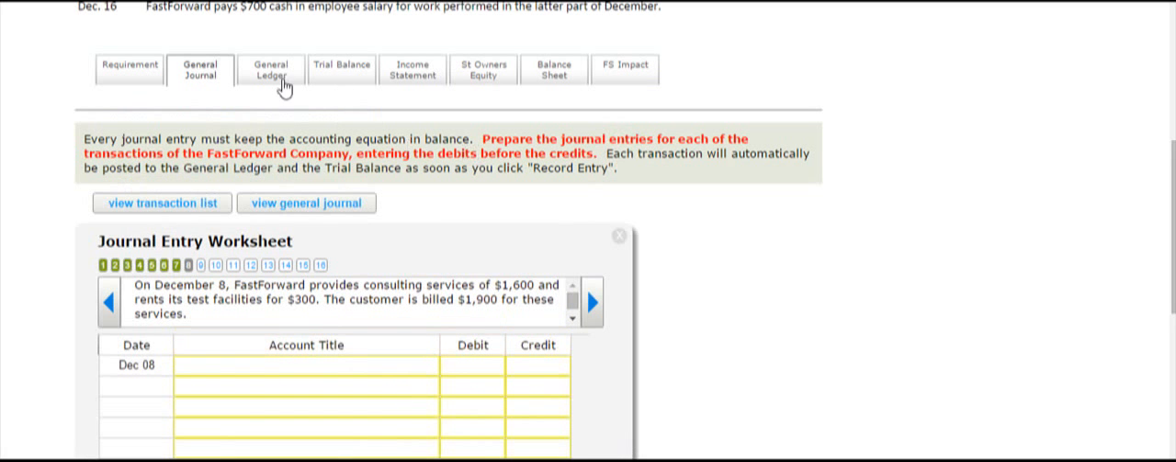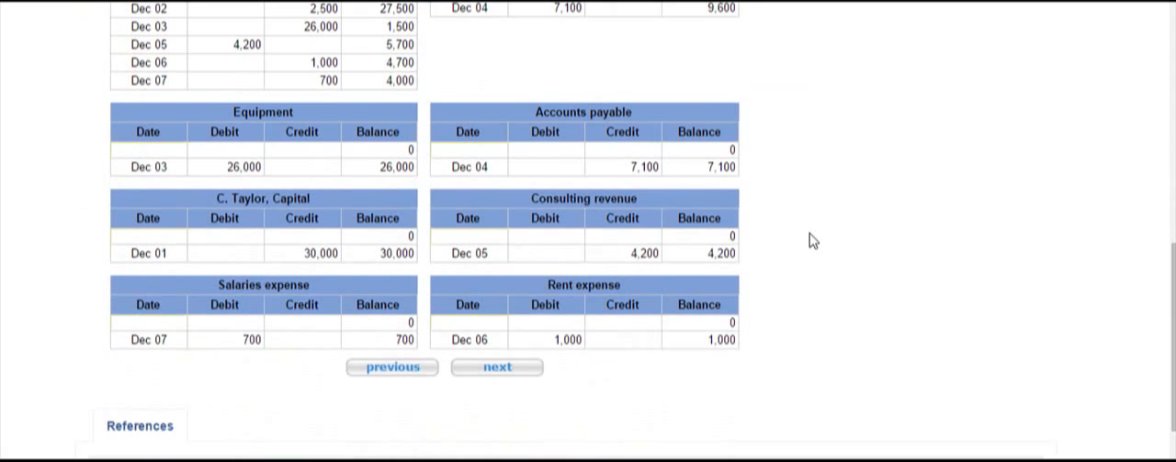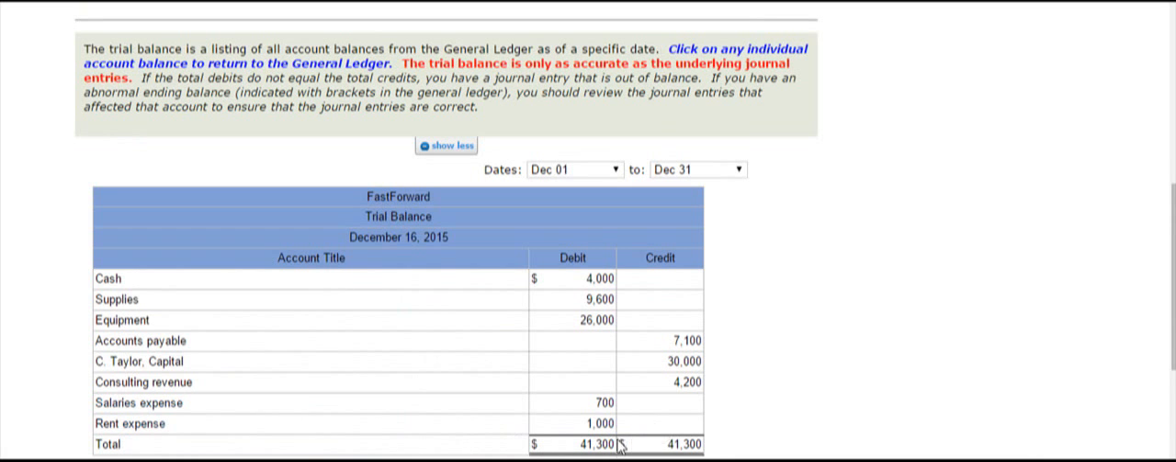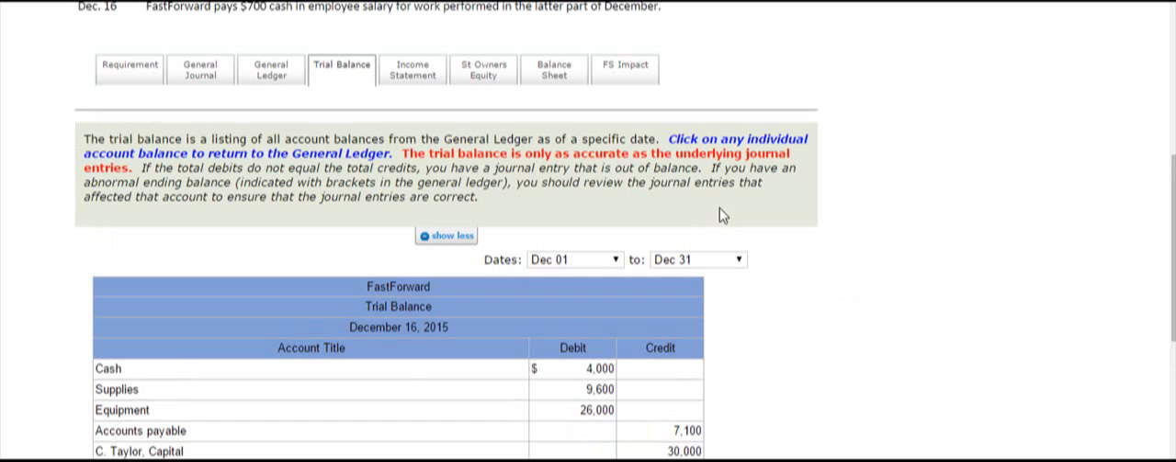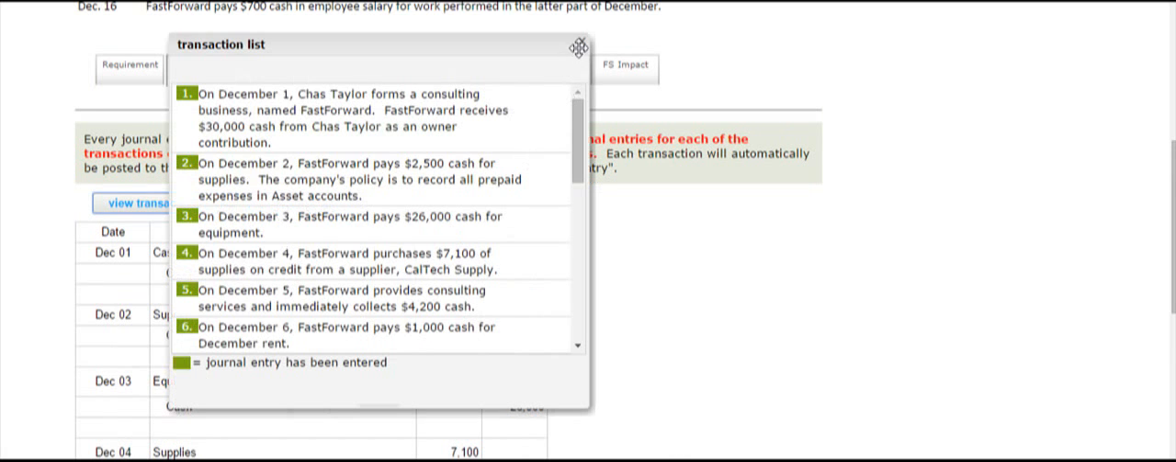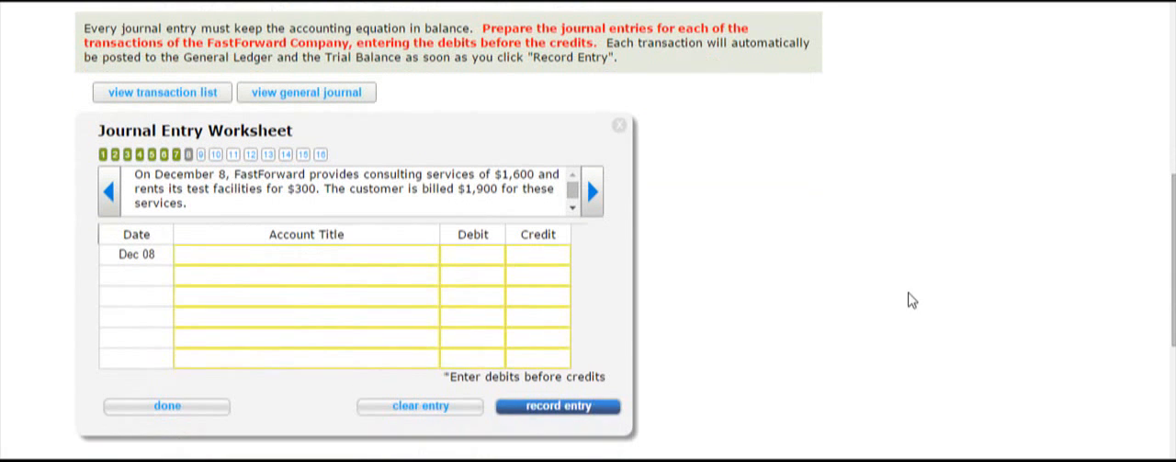And let's look at our general ledger, and we see all of these accounts have a balance, and the trial balance, again, each one is plugged in. Normally what you would do is do all of your journal entries and then post to the ledger, and from the ledger take all of your balances to the trial balance.